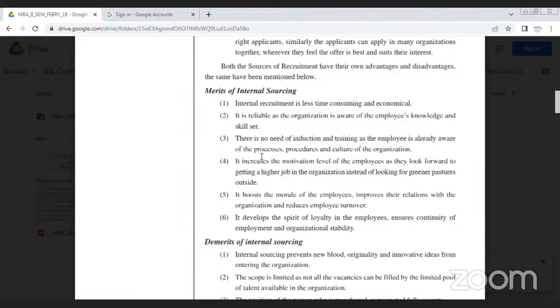Fourth, it encourages the motivation level of the employees as they look forward to getting a higher job in the organization instead of looking for greener pastures outside. Fifth, it boosts the morale of the employees, improves their relations with the organization, and reduces employee turnover. Sixth, it develops the spirit of loyalty in the employees, and ensures continuity of employment and the organization's sustainability.